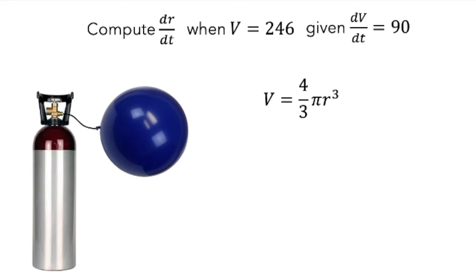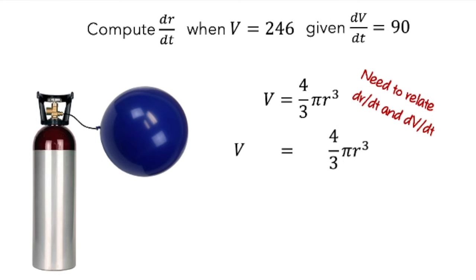This formula alone does not tell us values of the instantaneous rate at which the radius of the balloon is changing, because the formula relates the values of the balloon's volume and its radius, not the instantaneous rates at which these quantities vary with respect to time. So, in order to answer our question, we need a formula that relates dr dt and dv dt. How can we do this?